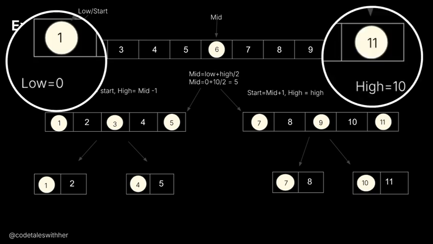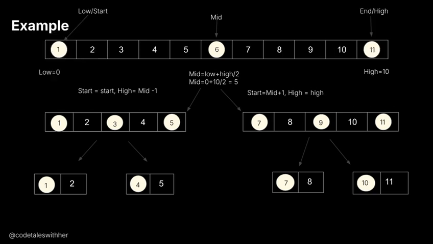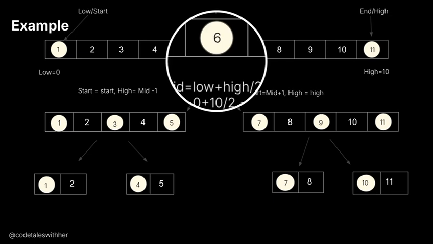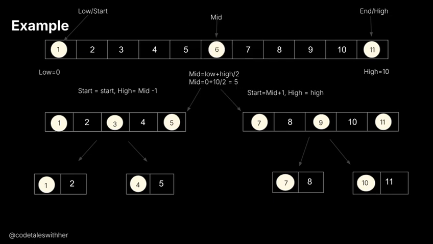So now we need to find the mid element of the array, which is nothing but (low + high) / 2. Here, low is 0 and high is 10 as we start the index from value 0. And the mid is 10 halves, means 5. So index 5 is our midpoint.